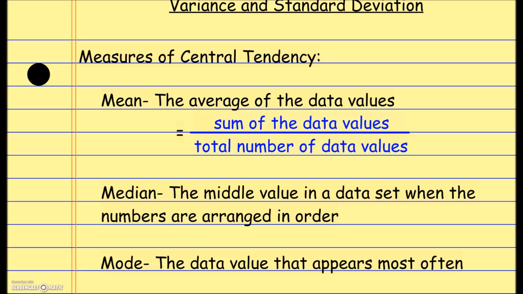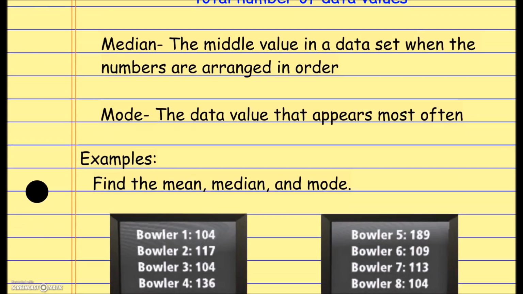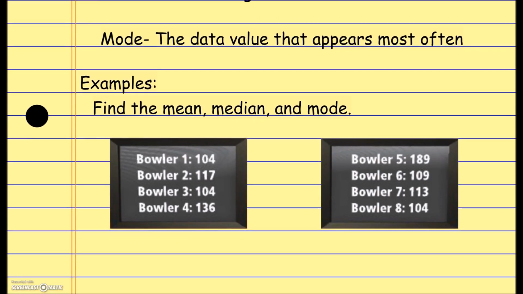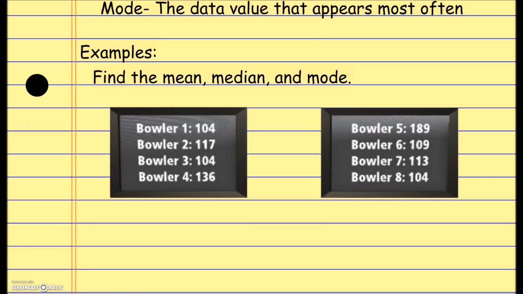Okay? So as we look at this, again, these should be review. Here's an example of bowlers and the scores that they got in a particular league or something like that. And we want to find the mean, median, and mode here, all right? So the mean, remember, we just add all these together and then divide by how many we have. So I'm just going to take all of these data values right here and all of these data values right here, and I'm going to add them up.